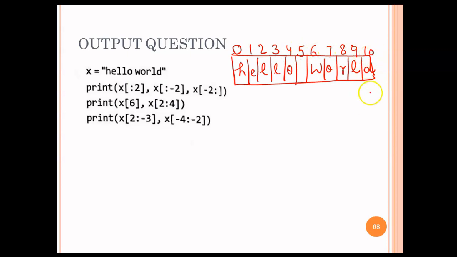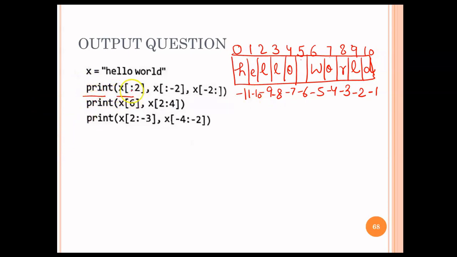If you go for backward indexing, it will start from -1, -2, -3, -4, -5, -6, -7, -8, -9, -10 and -11. So we are starting from the first print statement.